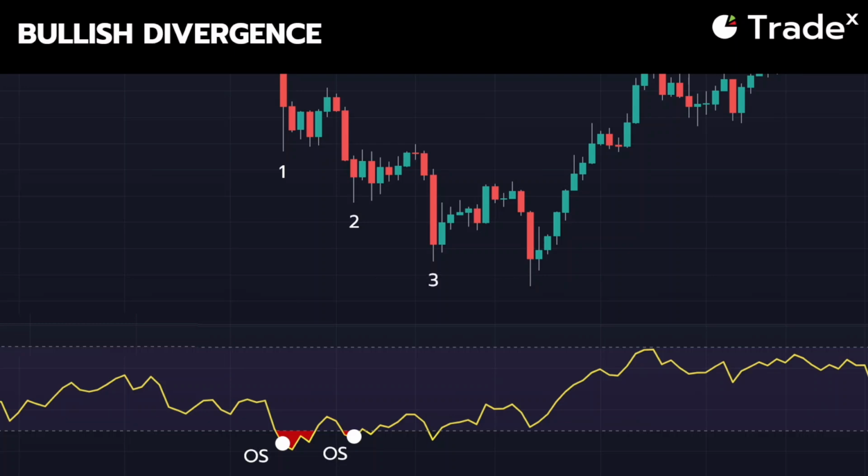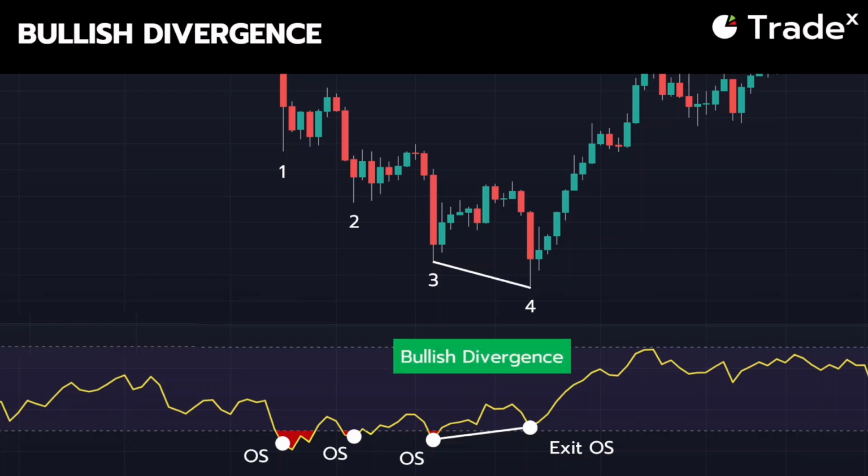At point number 3, the price hits another lower low, but the RSI still struggles, clinging to the oversold zone. Then, the market takes us to the trough at point number 4. This time, things are different as the RSI starts to gain traction and pushes out of the oversold zone, signaling a bullish divergence. We then enter the trade after the price breaks above the trend line, anticipating an upward surge.